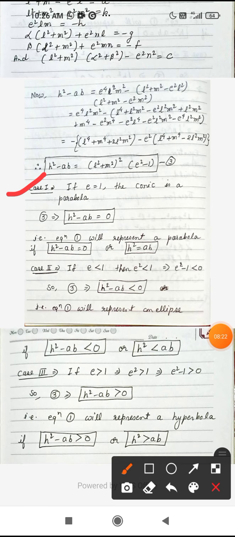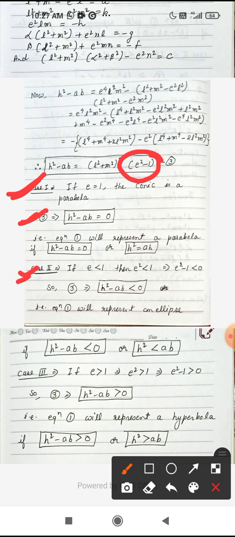Now case 1, if E is equal to 1, if we put E equal to 1 here, we will get 0. So h² − ab is equal to 0 if we substitute E equal to 1 in equation 3. So equation 1 will represent a parabola if h² − ab is equal to 0, or we can write h² is equal to ab.